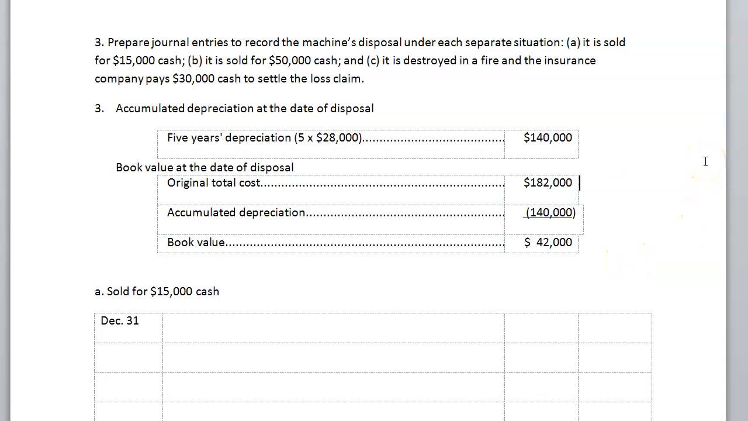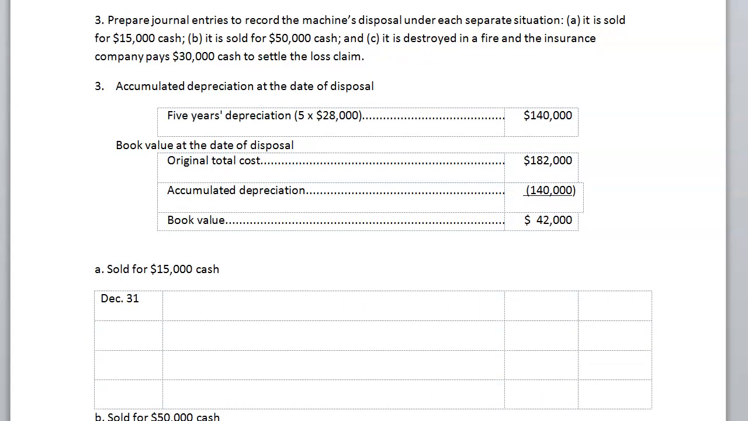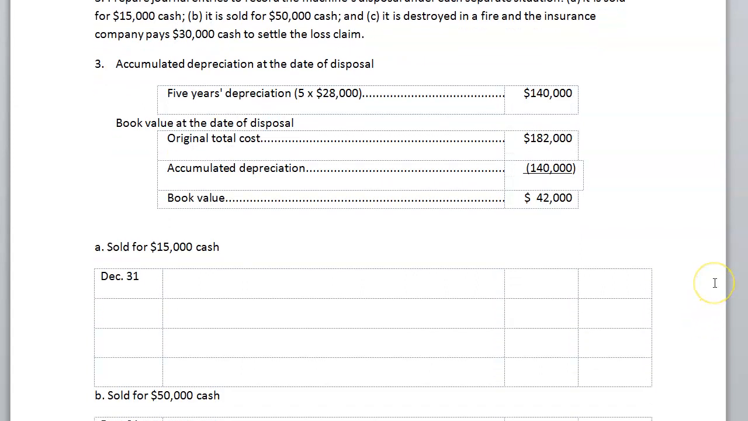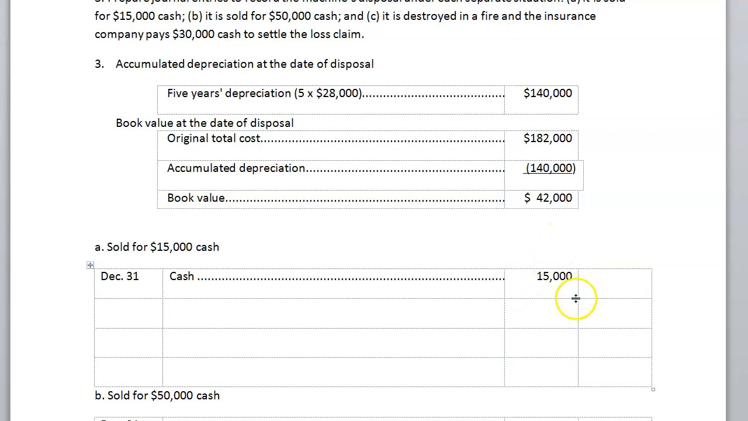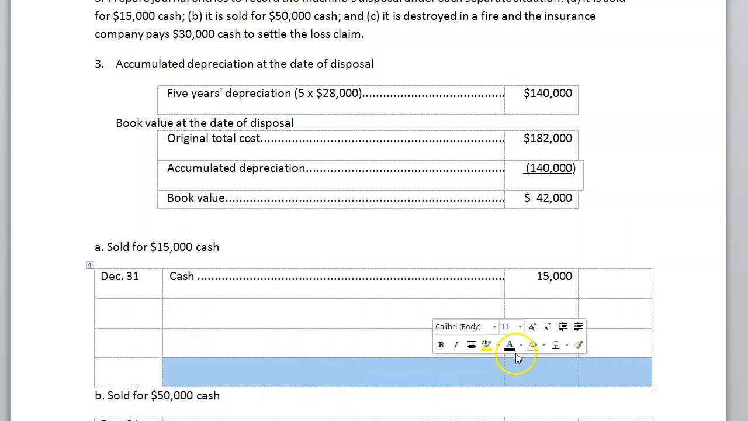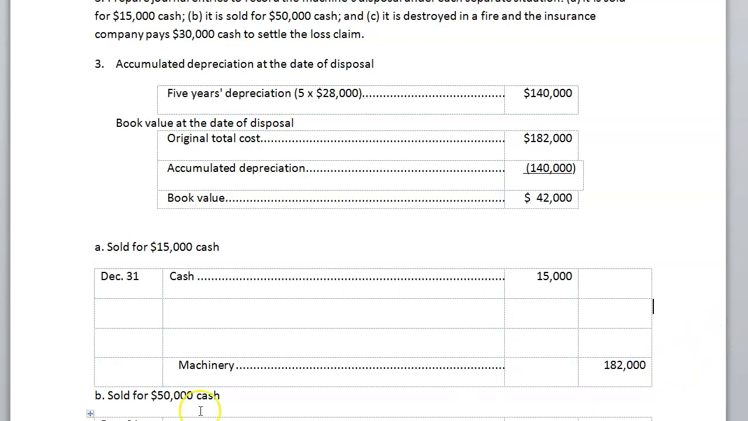Next, we have 3 different scenarios. These are all independent on different disposal amounts. So the first one is if we sold the asset for $15,000 cash. So we're going to debit cash for $15,000. We would be bringing in $15,000. We're also going to write off the asset. So we're going to be crediting machinery for $182,000, and to write off its accumulated depreciation, we're going to be debiting accumulated depreciation for $140,000 that's been recorded so far to date.